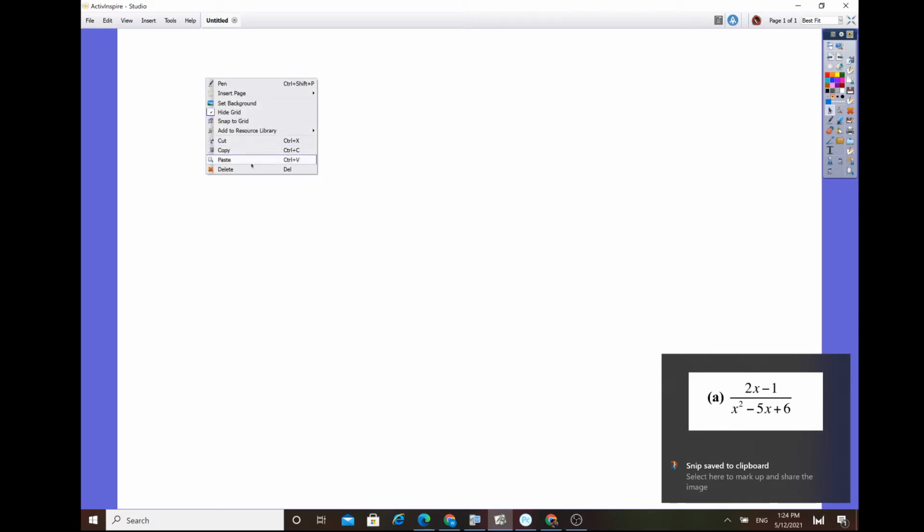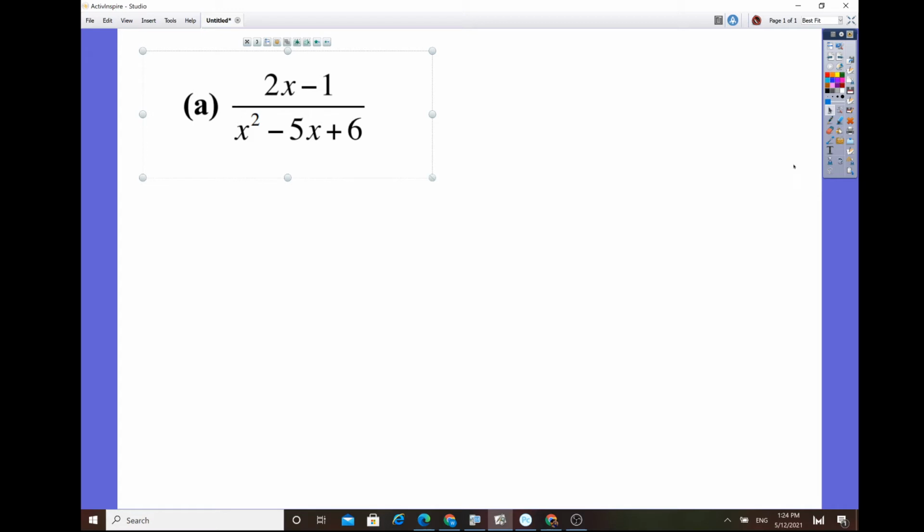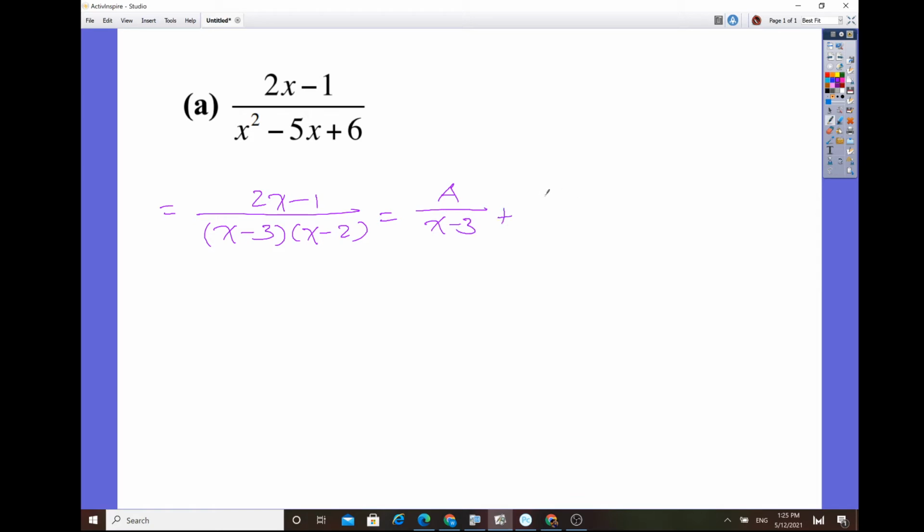So the first thing that you want to do is factor the denominator. You can just simply do it with the smiley face, cross method, it doesn't matter, or you can simply do it mentally. So x minus 3, x minus 2. So on top of that is 2x minus 1. So this one is basically just being separated into what? A over x minus 3 plus B over x minus 2. So that's just considered case 1, because it's a non-repeating linear factor. So A, a constant over the linear binomial. B, another constant over another linear binomial.